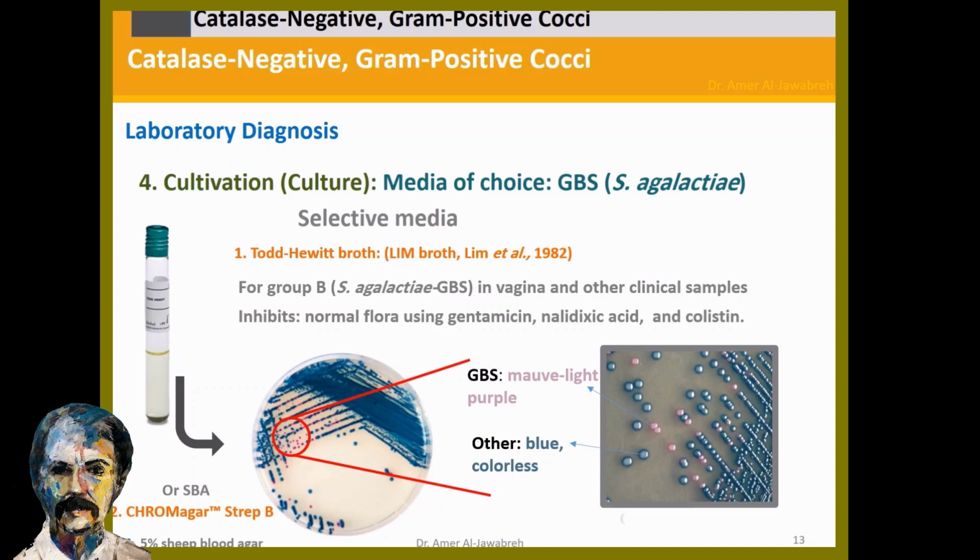Again, what's your question? It's mauve. Yes, mauve. M-A-U-V-E. It's a mauve color, like light purple or like pinky. Yeah, that's a mauve color.